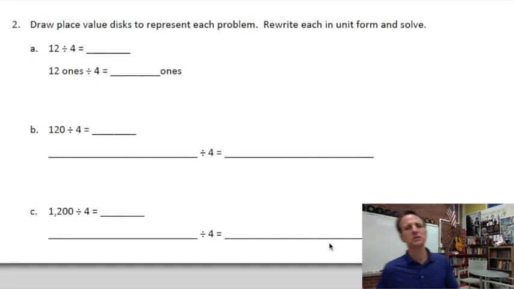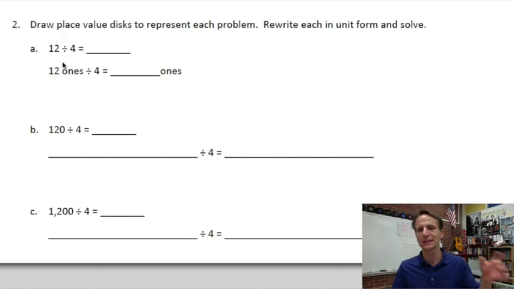And in number 2, you'll notice this looks similar, but with a twist. And take note, now we're dealing with the number 12. And being a 2-digit number, it's going to slightly require a different way of thinking about it. You'll see. So if I'm to draw place value discs to represent each problem, with 12 divided by 4, I'm going to take 12 ones, right? 12 ones, and put them into 4 equal groups.